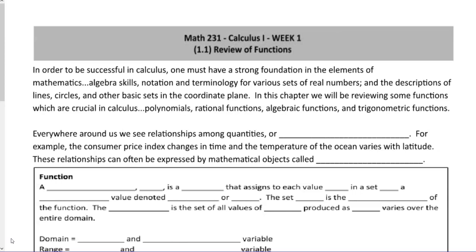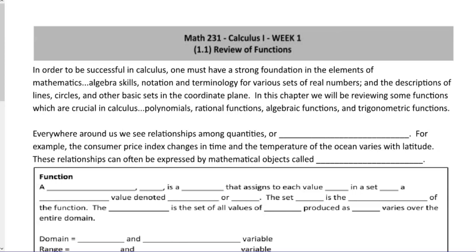In order to be successful in calculus, one must have a strong foundation in the elements of mathematics: algebraic skills, notation and terminology for various sets of real numbers, and the descriptions of lines, circles, and other basic sets in our coordinate plane. In this chapter, we will be reviewing some functions which are crucial in calculus, like polynomials, rational functions, algebraic functions, and trigonometric functions.